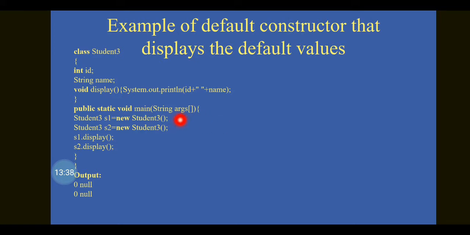So when you call s1.display(), there is no id and no name set, so 0 and null will be printed. And s2.display(), again the default values of the instance variables. For an int variable the default value will be 0, and for a String the default value will be null.